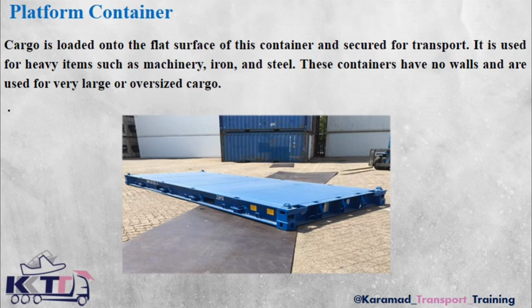A flat container, or what is called a platform container, is one where the cargo is loaded onto its bottom surface, and then using various tools like ropes and similar equipment, the cargo is secured on it and becomes ready for transport and handling. This type of container is mostly used for transporting heavy items and machinery, as well as iron and steel that are oversized. These are considered out-of-gauge cargo.